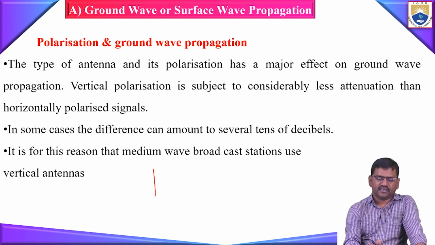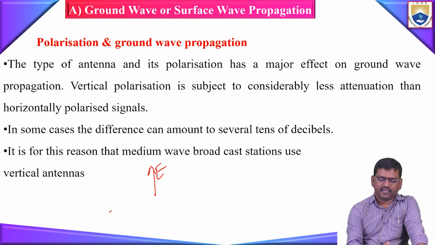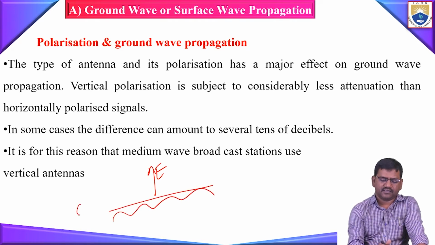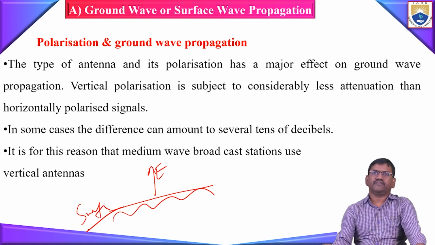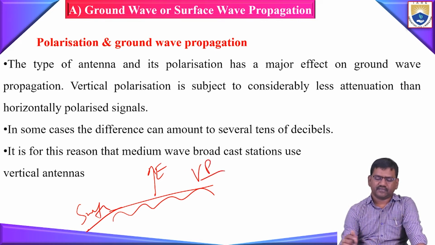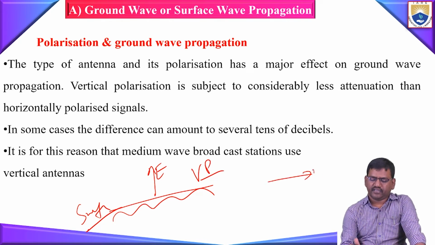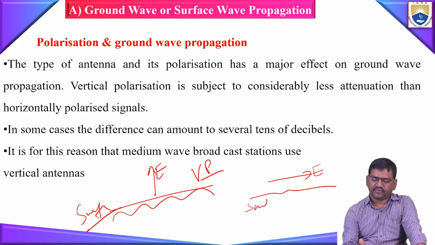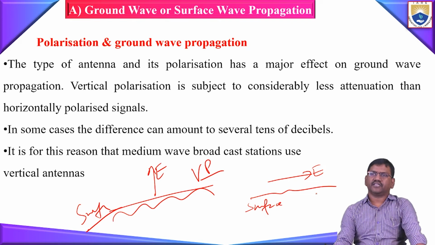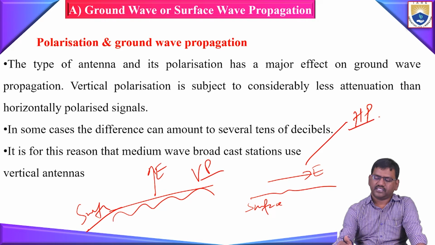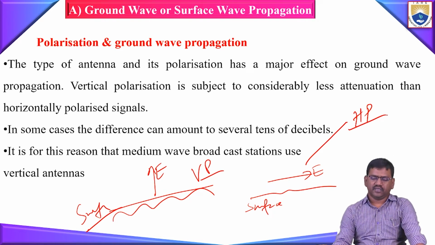You can see here, suppose this is the electric field vector, and this is the surface of the earth. If the electric field vector is perpendicular to the surface of the earth, then we call it vertical polarization. If the electric field vector is in the direction parallel to the surface of the earth, then we call it horizontal polarization.